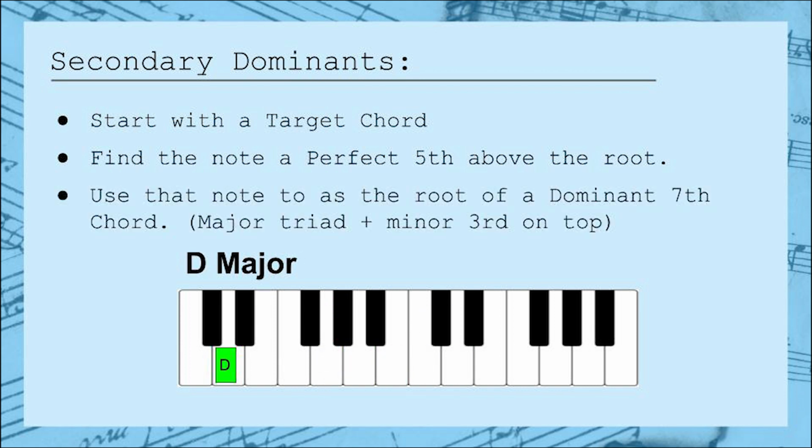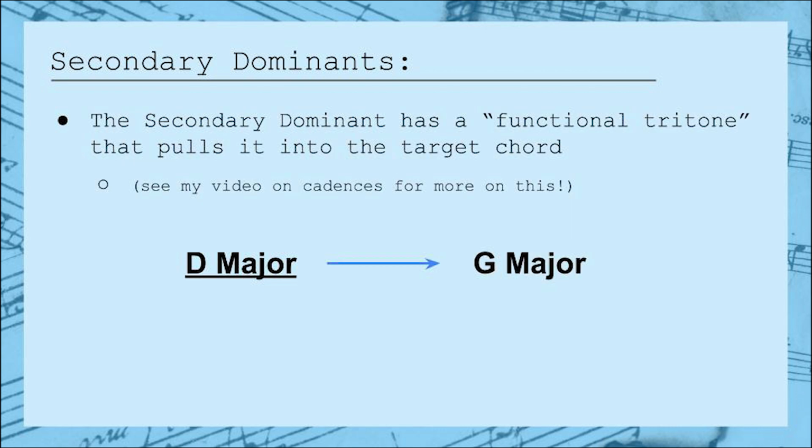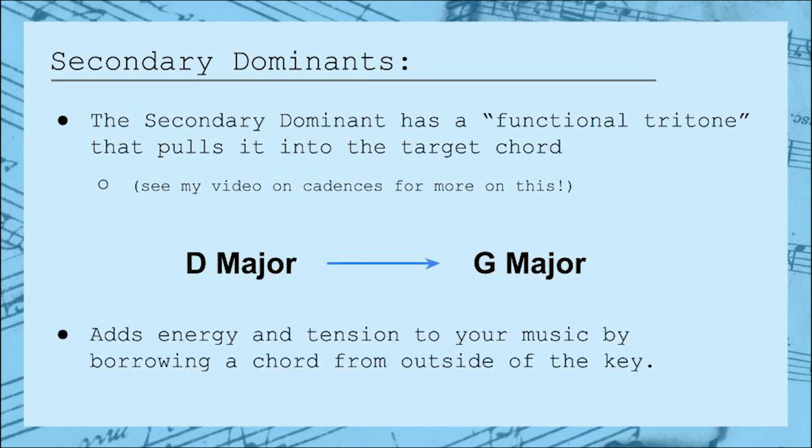Next, build a dominant seventh chord using this note as your new root. Remember that a dominant seventh chord is just a major triad with an added minor third on top. This new chord is your secondary dominant. It has a functional tritone, which makes it want to resolve to your target chord. This adds a bit more energy and tension to your music by borrowing a chord from outside of the key.